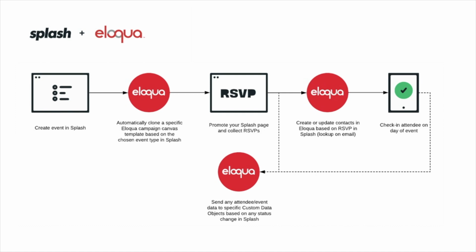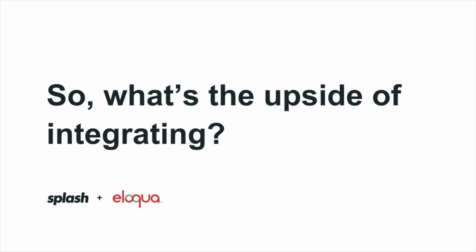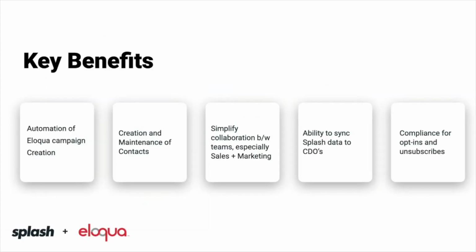That being said, let's jump into the recap and the upside of integrating. And again, you're going to see a lot of my repeat comments here. So automation. First, automation of the Eloqua campaign creation. Second, automation of the lead maintenance and creation. That's going to lead to simplified collaboration across different teams, or even within your own team if it's a larger team. And that data can trickle down from Eloqua into any other integrated system to make that life easier.